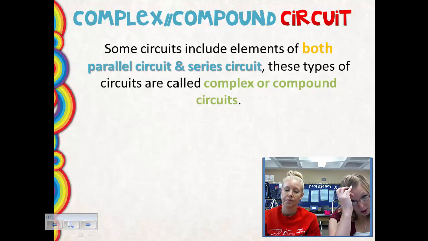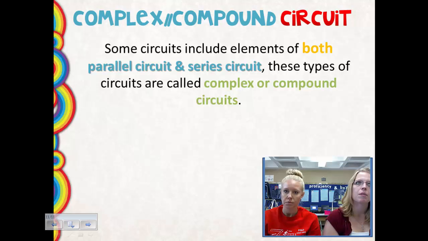Okay, so here's something: most circuits aren't parallel or series. They're actually a combination. And we've heard these called a couple different ways, so I put both of them up there. They're either complex circuits because they're complicated, or sometimes they call them compound, like a compound word, doghouse. A compound circuit has series and parallel, so it uses both. Basically the definition is some circuits include elements of both parallel and series circuits.